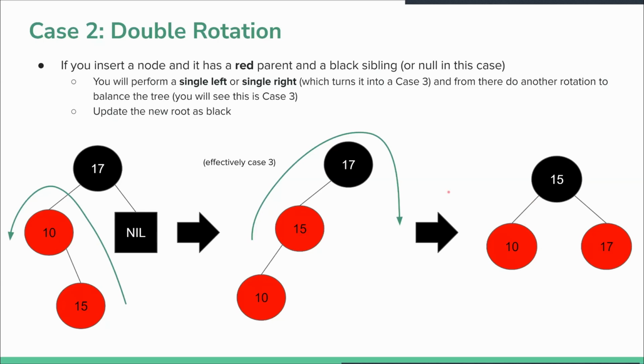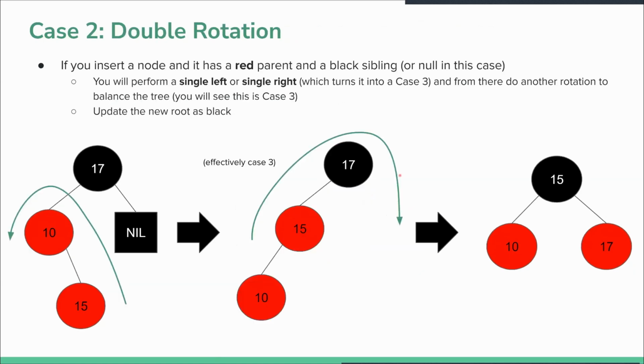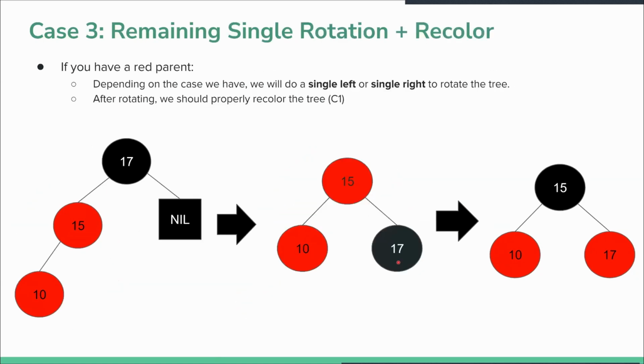Interestingly enough, I'm almost tempted to say that this might be an error, that this should be black and this should be black. But anyways, moving on. If you have a red parent, we do single left or single right. Okay, so this is case 3: 17, 15, 10, null. We're going to rotate this downward to a state where it's this. This is very odd. Okay, 10, 15, 17.